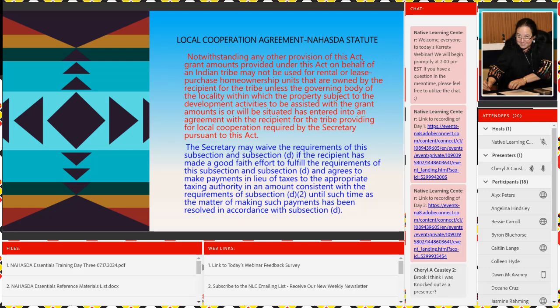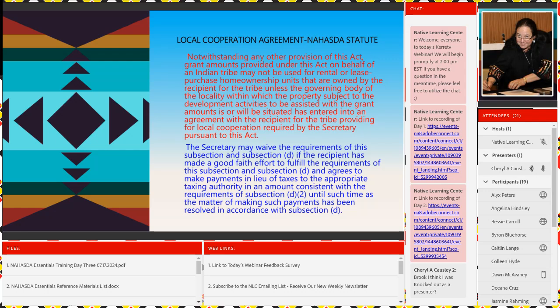Notwithstanding any other provision of this act, grant amounts provided under this act on behalf of an Indian tribe may not be used for rental or lease purchase homeownership units that are owned by the recipient for the tribe unless the governing body of the locality within which the property subject to the development activities to be assisted with the grant amounts is or will be situated has entered into an agreement with the recipient for the tribe, providing the local cooperation agreement required by the secretary pursuant to this act.